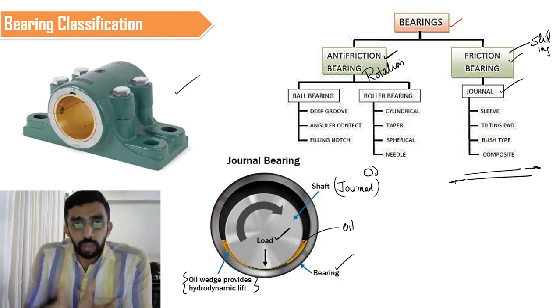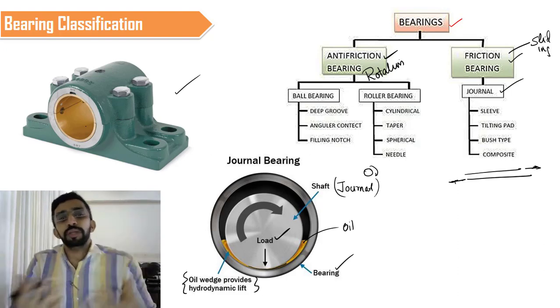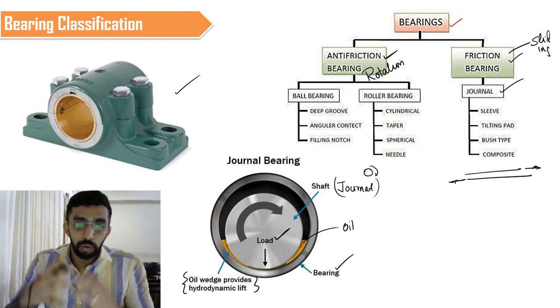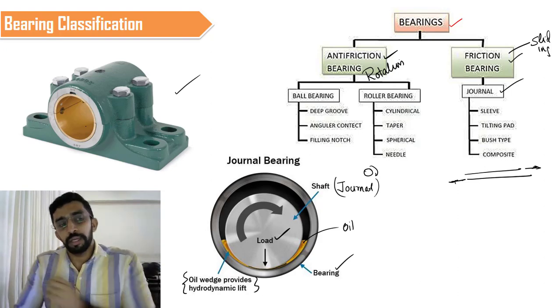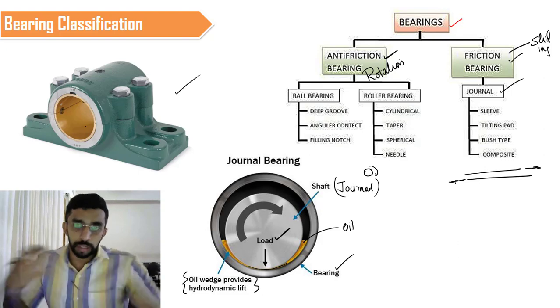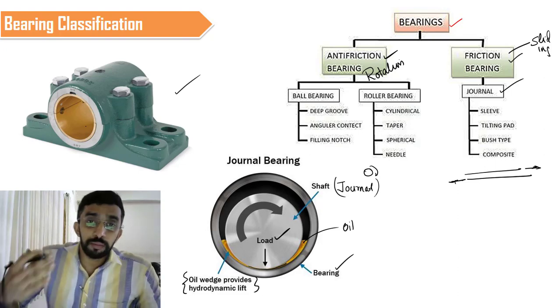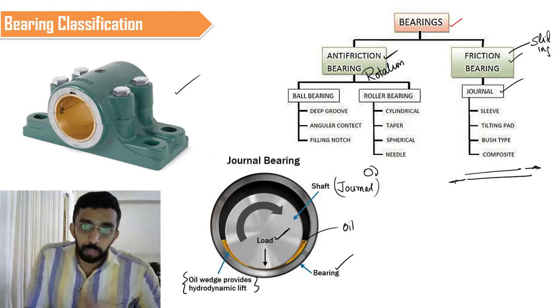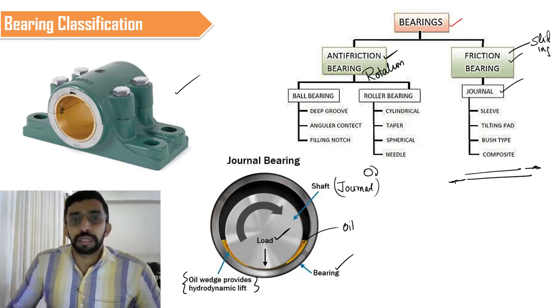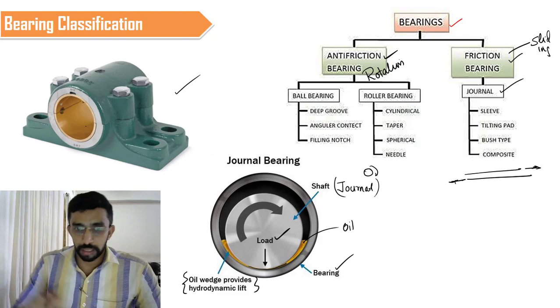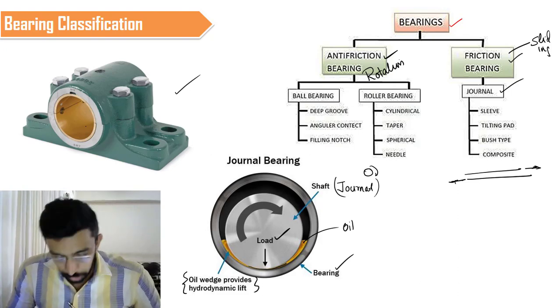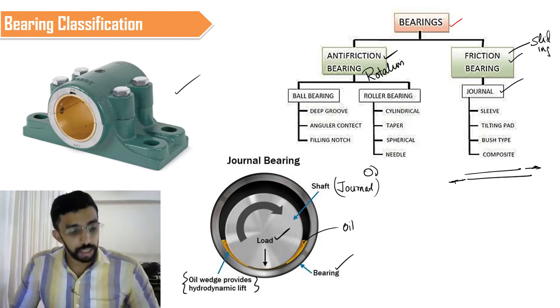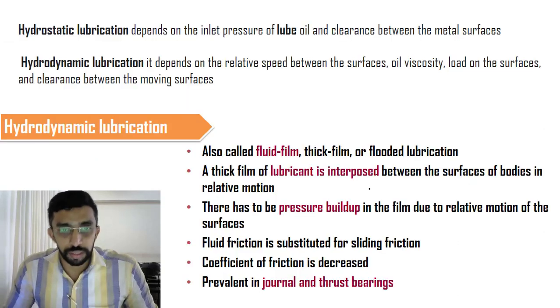So what is the physics, what happens within the bearing when it comes to the action? That is the most important part we have to learn in this journal bearing, because we have to understand how this works. Then only we will be able to design it. Without identifying the proper working condition, we cannot design a bearing. So that's how we have to learn it. So this is the basic sketch, and now let's move forward and see the features.